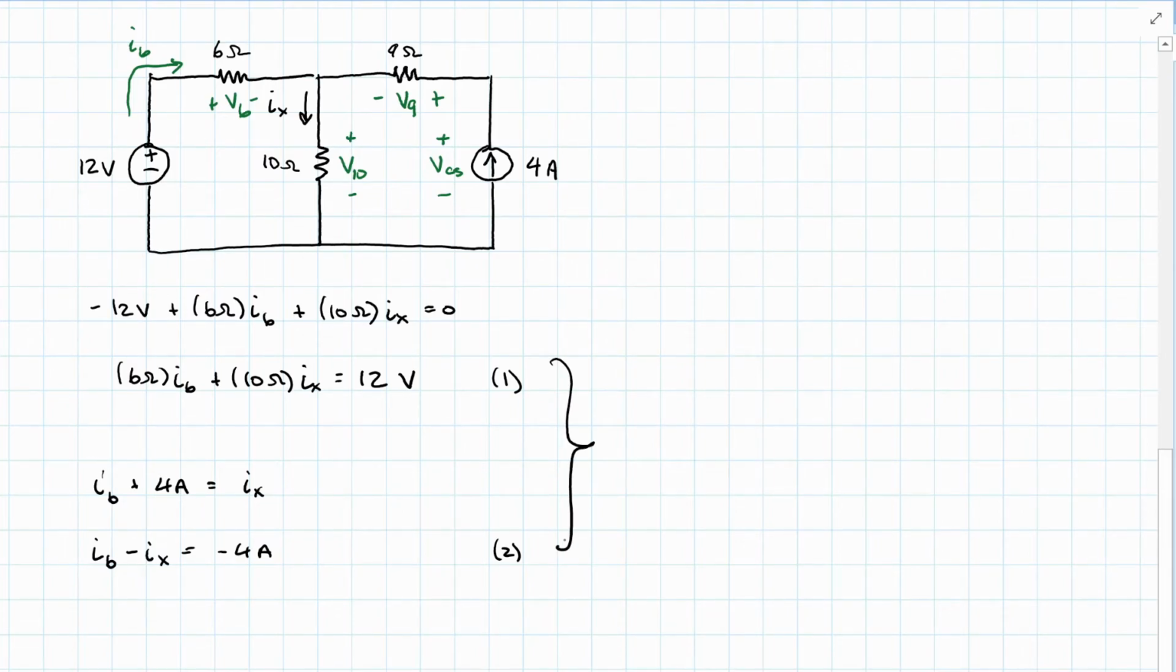Solving these equations simultaneously, I find that I6 is negative 7/4 of an amp, and IX is positive 9/4 of an amp. The values that we've determined for I6 and IX are exactly the same as the values that we determined in our first example problem, but scaled by a factor of 2. So we can see that this circuit obeys the homogeneity property because when the inputs were scaled by a factor of 2, the outputs were also scaled by a factor of 2.